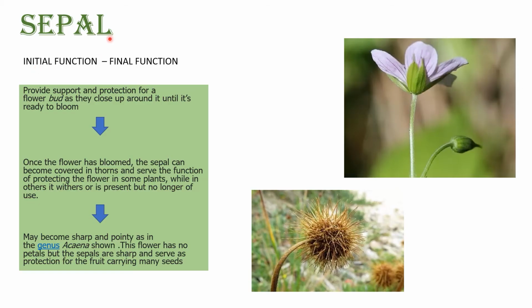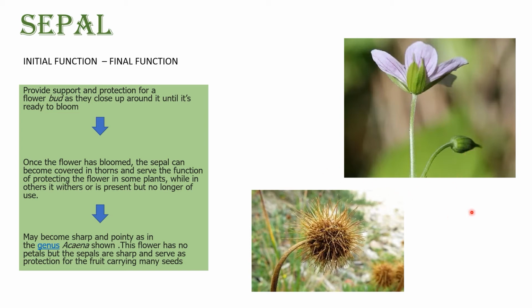Sepal. The sepal's function is to provide support and protection for a flower bud as it closes up around it until it's ready to bloom. If you see a flower before it blooms, it is covered by the flower bud, and after it blooms, it becomes like this. Before a flower blooms, it must be protected by something so that it won't be affected by any insects, wind, or anything which can destroy it.